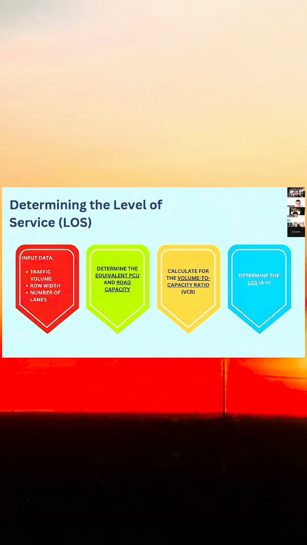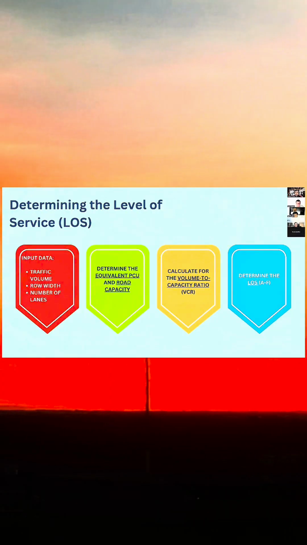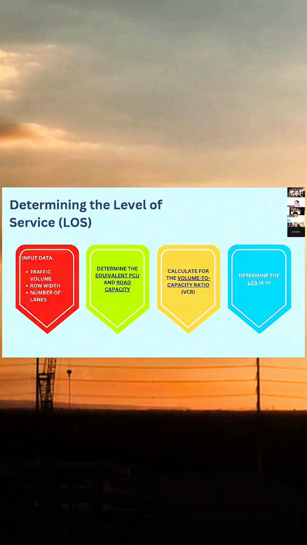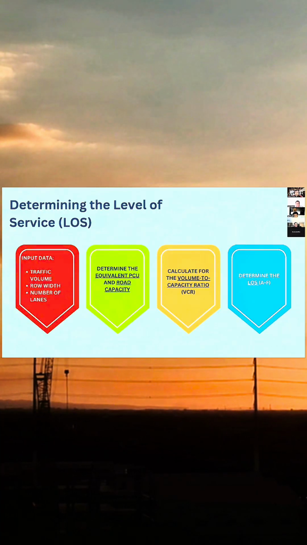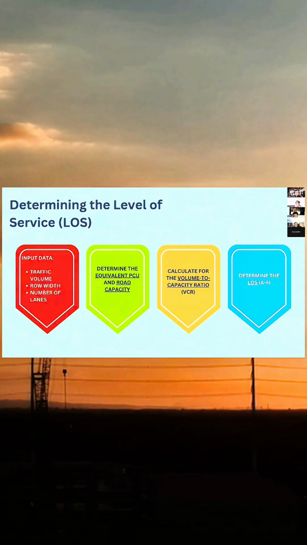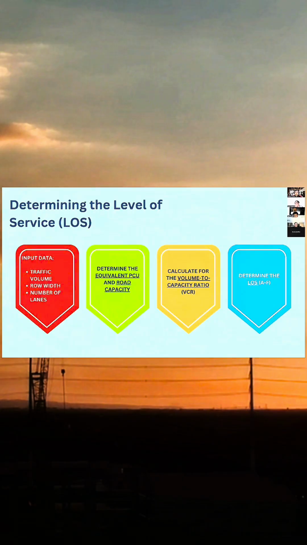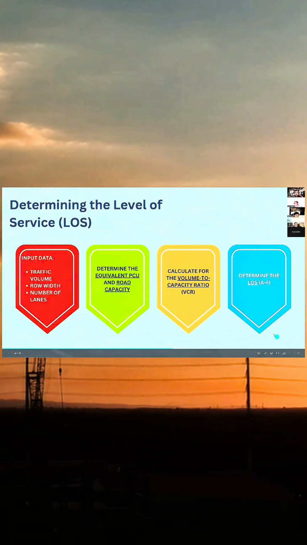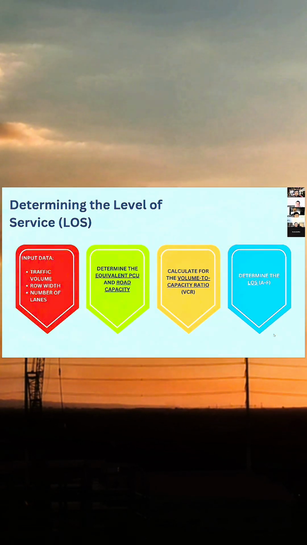So how do we determine the level of service among the 13 nodes? What we need are the input data, which includes the traffic volume, which was calculated by Andro for the 13 nodes, and then we determine the right-of-way width and the number of lanes existing in the road network. Then after we have that input data, we'll be able to determine the equivalent PCU and road capacity based on the DPWH, or the Department of Public Works and Highways, guidelines on traffic.